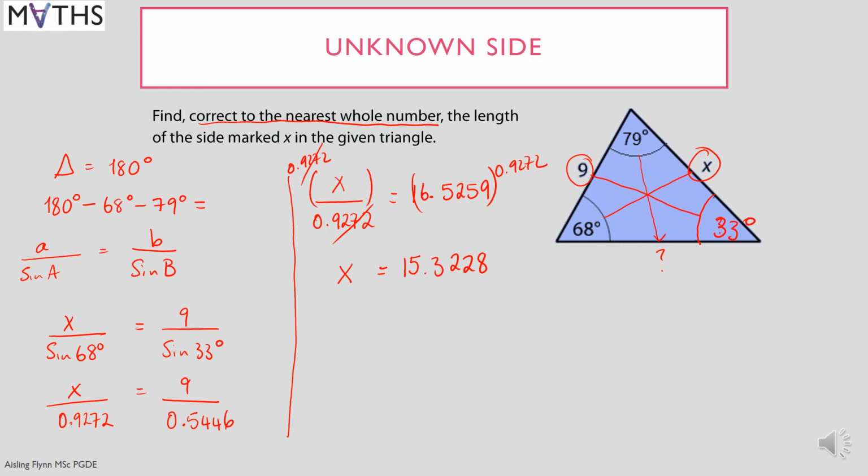So we want to stop after the 15. The 3 is less than halfway, so it's closer to 15 than 16. So we'll say x is 15. Does it make sense? Well, the smaller side 9 is opposite the smaller angle 33, so the bigger side 15 should be opposite the bigger angle 68. So yeah, it makes sense.